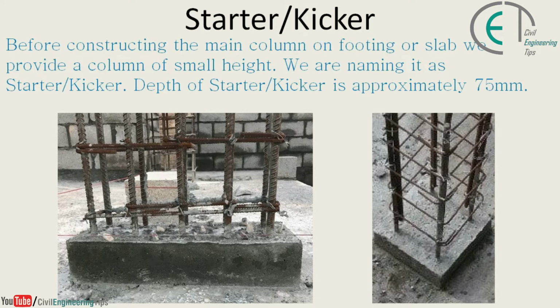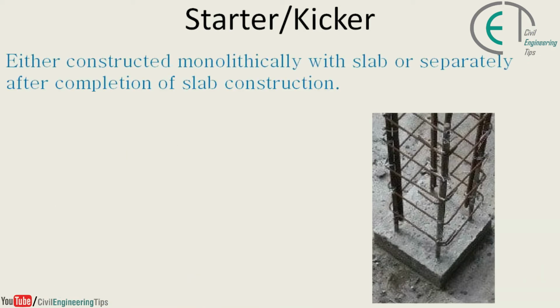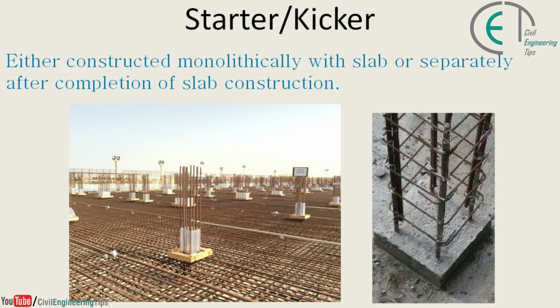Before constructing the main column on a footing or slab, we provide a column of small height. We are naming it as the starter or kicker. The depth of a starter or kicker is approximately 75 mm. It is a concrete pad used at the bottom of the concrete column. It is either constructed monolithically with the slab or separately after completion of the slab construction.